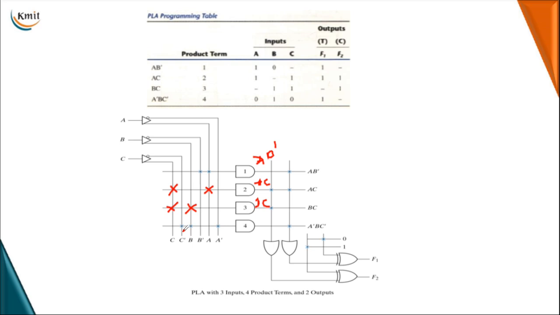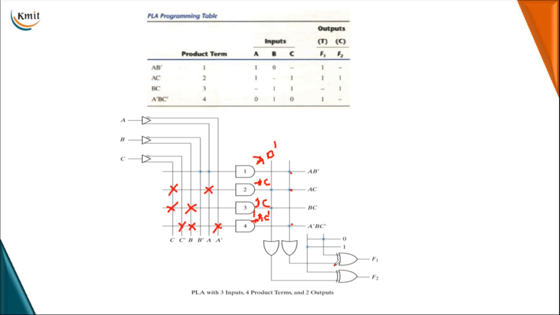Next, the last one has three inputs, which are A bar, B, C bar. So A bar, B, along with C bar. So it will give the product of A bar, B and C bar. Now function 1 has all the three product terms, which are AB bar, AC, along with A bar, B, C bar.